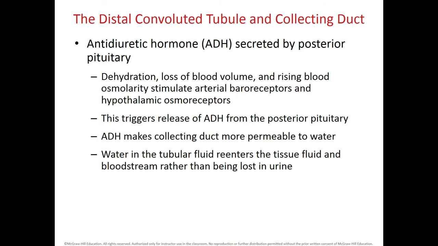Now, ADH or antidiuretic hormone is a hormone that is actually produced in the hypothalamus, but it is secreted by the posterior pituitary gland.